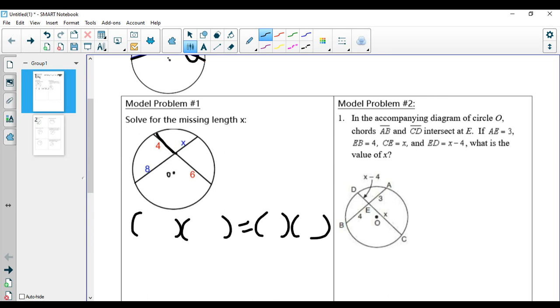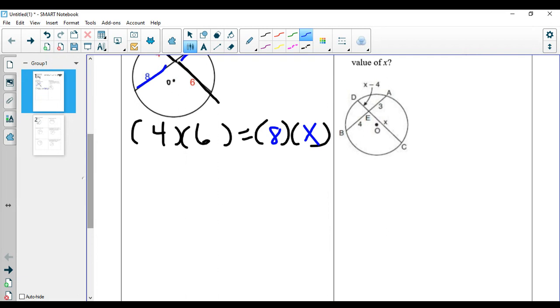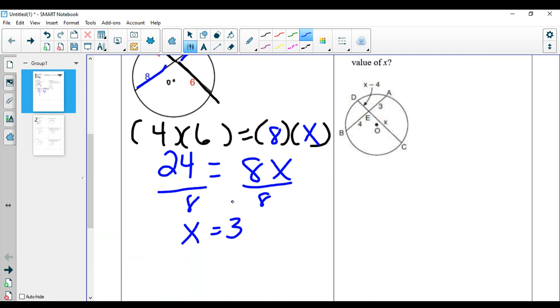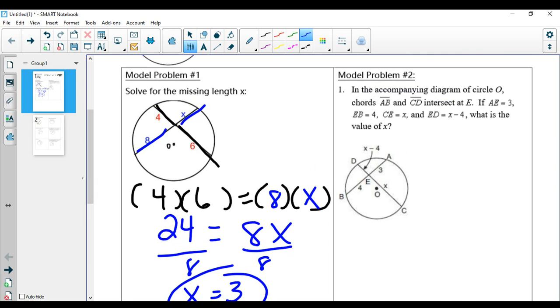Okay, 4 and 6 are on the same line, so those two are being multiplied. And then 8 and X are on the same line, so those are being multiplied. So 4 times 6 is 24. 8 times X, divide by 8. X is 3. Very simple.